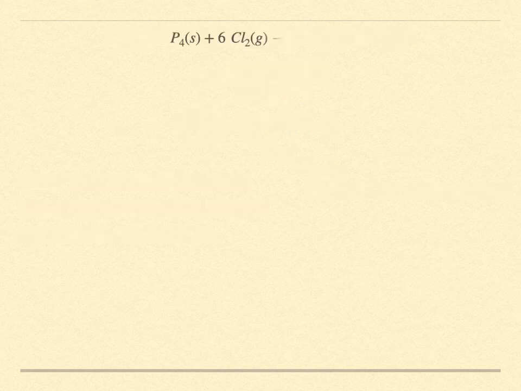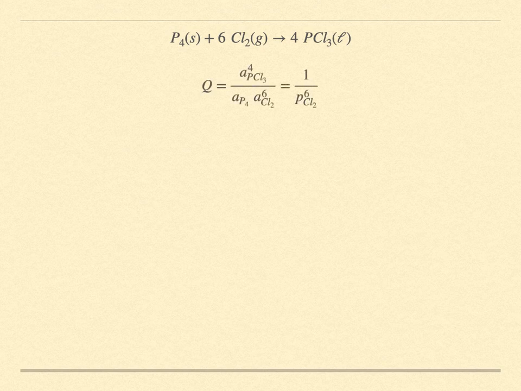Here's another reaction, the reaction of solid phosphorus with chlorine gas to form a liquid phosphorus trichloride. What is Q for this reaction? Note that phosphorus is in the solid state, and PCl3 is a liquid, not dissolved in a solvent. So both of these show up with an activity of 1. Within our approximation, the activity of the chlorine gas is its partial pressure measured in atmospheres. So Q in terms of activity would have this form, but within our approximation it is just the reciprocal of the partial pressure of chlorine measured in atmospheres raised to the 6th power.